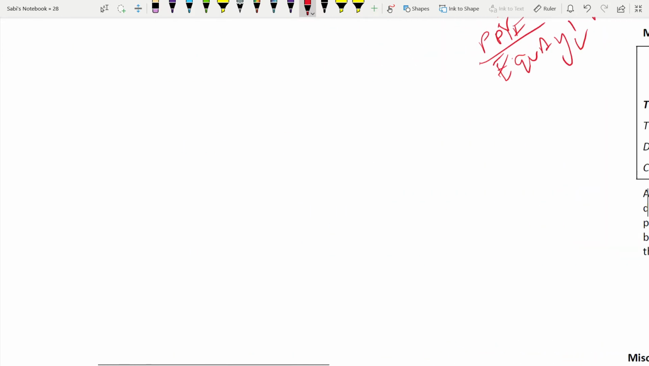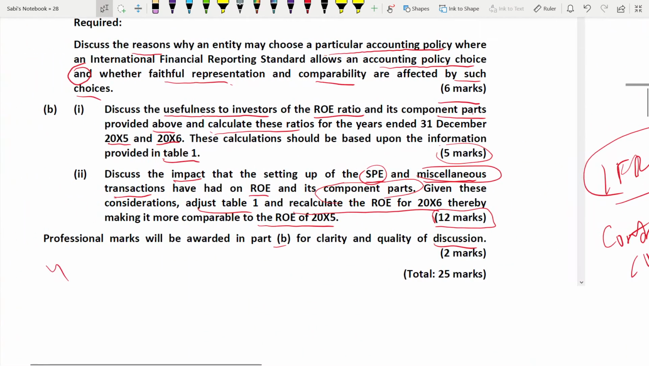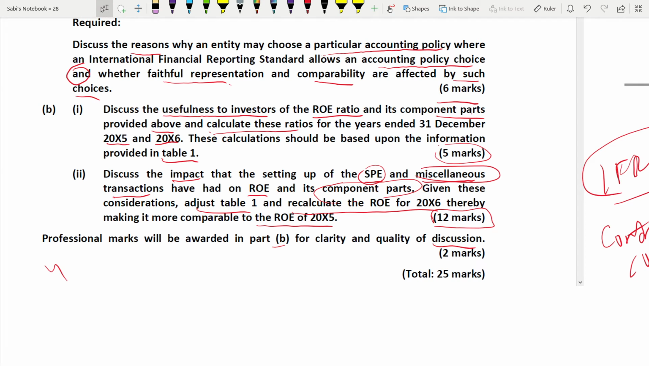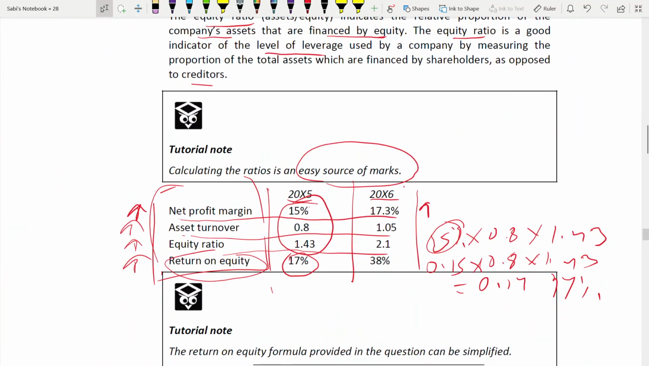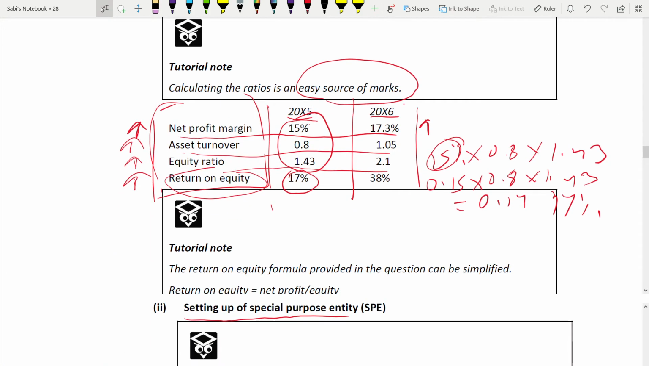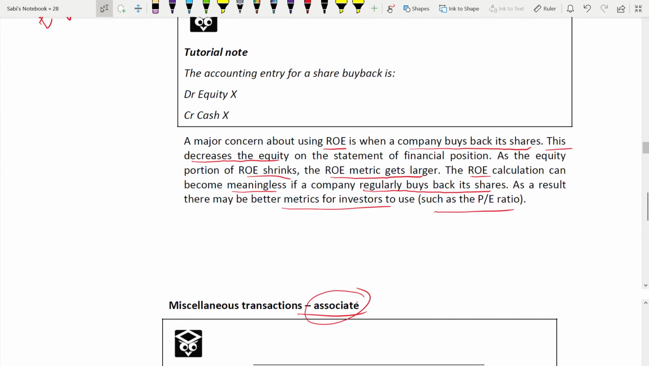Just give an example, because I just have to see whether they told you to recommend some improvements or not. So you can tell some other measures also that might be useful, because remember the two professional marks. If you give recommendations like this, even though they didn't ask, for example here you told that a better metric might be the PE ratio, you get the two professional marks.